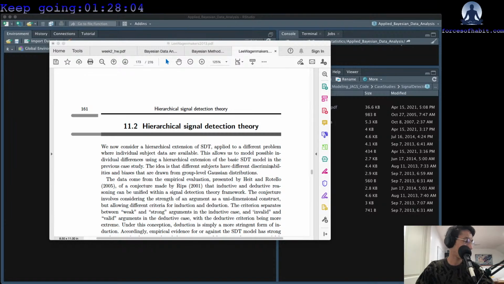Welcome back. I'm excited to continue where we left off yesterday, where we had just gotten to extending our signal detection theory model to include random effects. I also got some Rolos, little candies.